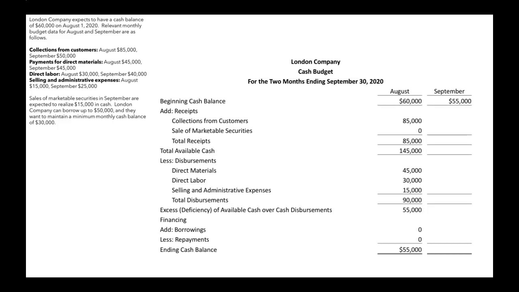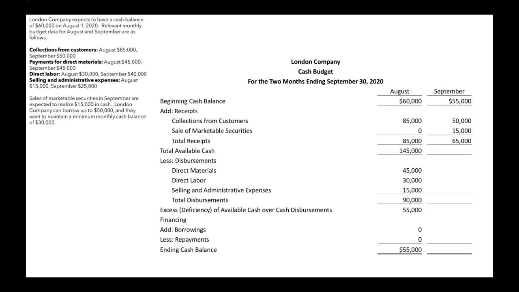Then we move on to collections from customers, and we collected $50,000 from customers in the month of September. And then there's also the sale of the marketable securities that we're expecting will lead to $15,000 in cash. So we put that $15,000 right there. So our total receipts are $50,000 plus $15,000, giving us that $65,000 amount.